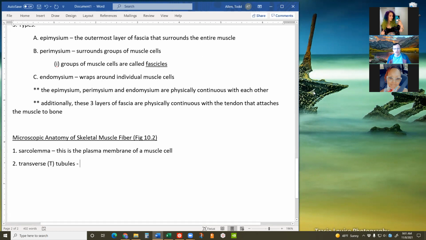Okay, so let me ask you a question in the chat window. What color are the T-tubules in figure 10.2? What color are they? Do you see it there? Look at panel C as in Charlie, figure 10.2. It's at the bottom there. Do you see it?